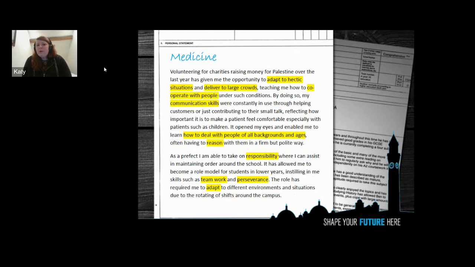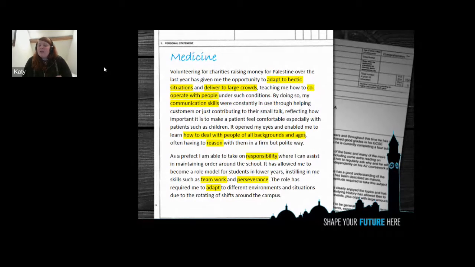So, for example, they've put in there that they volunteered to raise money, which gave them an opportunity to adapt to hectic situations. Obviously, something that's very important for working in the medical field. They can also deliver to a large crowd and cooperate with people. They also talk about communication skills, how to deal with people of all backgrounds and ages, opportunity to reason with them. They talk about being a prefect, that they took on responsibility, and they got things like teamwork and perseverance. So they have really looked at what you need to be a doctor and put that into this application.